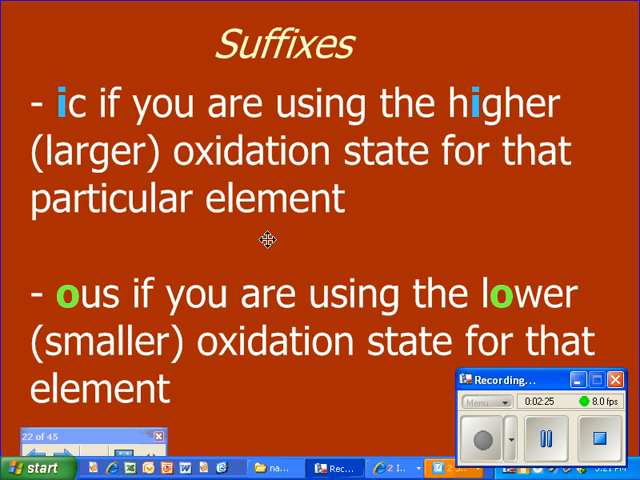If I use us as a suffix, I'm dealing with the lower value, meaning the smaller value, and not necessarily the bottom number. The elements that we deal with, the ones that I listed on the previous slide, only have two oxidation states. You will never have to name any other element with this system, and they will not have three values. There is no way to use this system if there's more than two oxidation states. Notice how on this slide, ic and high both have the I in them highlighted to remind you that they go together, and the us and low go together.